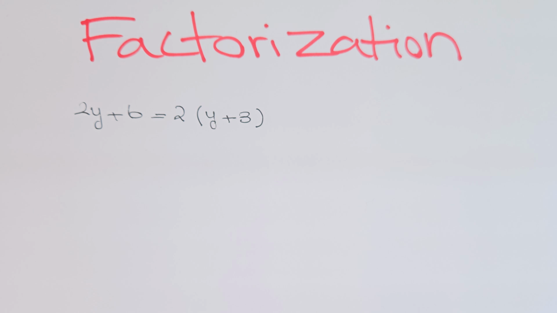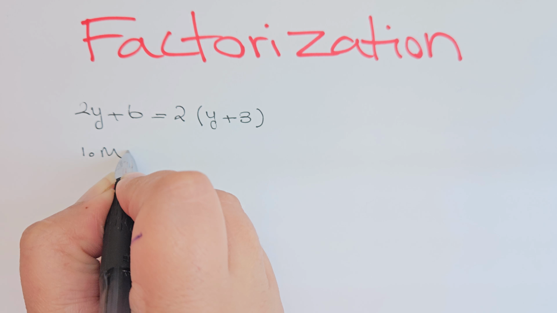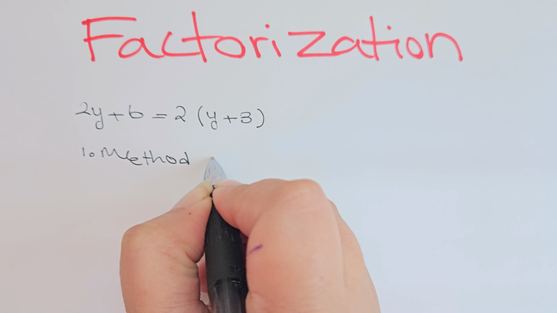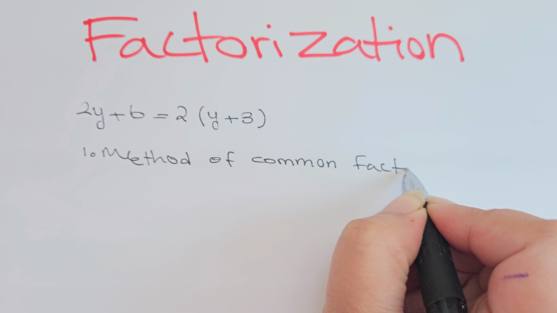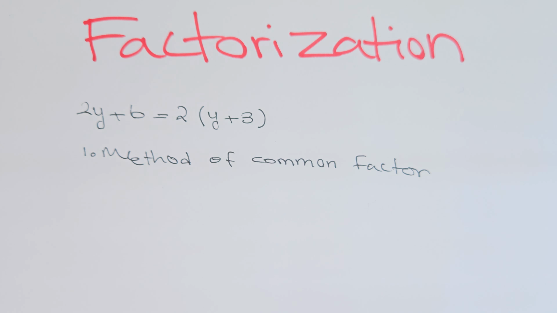There are a few methods to do factorization. One of them, the most simple one, is called the method of common factor. In this method, we take out the common factor among each term of the given expression. That's what I mean. This is a perfect example. Here we find the common factor, we pull it out.